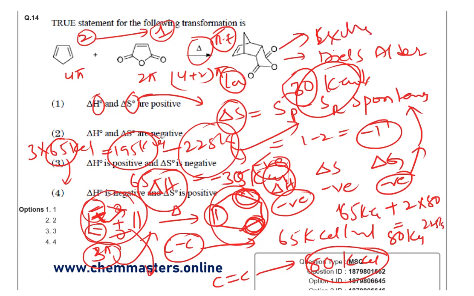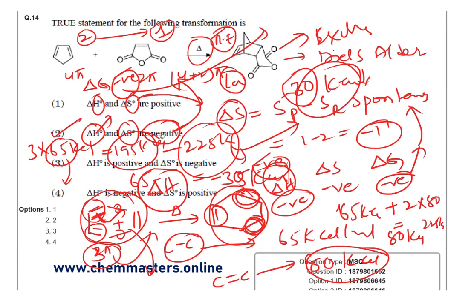Now just check here, delta H and delta S. Delta H must be negative and delta S must be negative, then only will the free energy change delta G be negative and the reaction be spontaneous. So here the Diels-Alder reaction is spontaneous. Now just check the options. The second option is the correct answer.